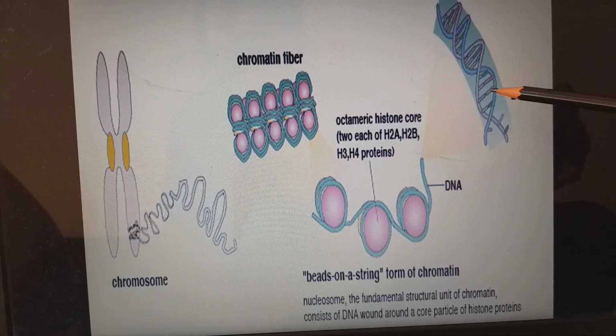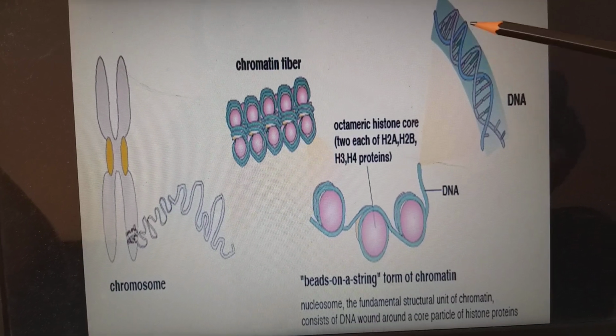And this is the DNA, a double stranded helical structure.